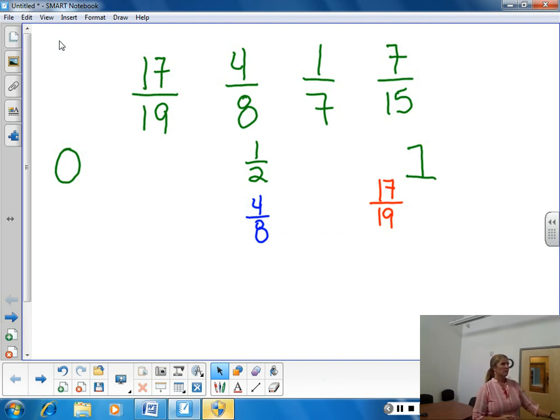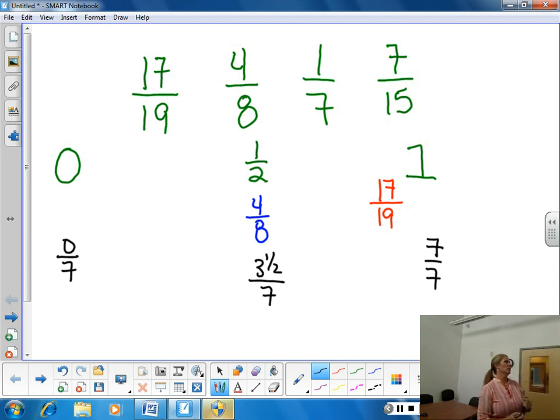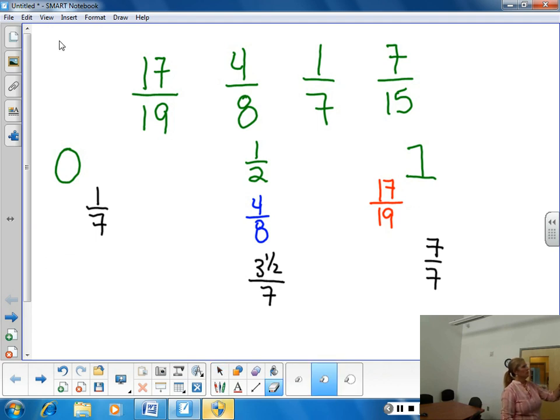1/7, well, if I had 0 over 7, that would be 0. And if I had 7 over 7, that would be 1. What's half of 7? Well, if you divide 7 by 2, you get 3.5. So 3.5 of 7 would be exactly a half. So 1/7, well, that's way less. In fact, 1/7 could be over here, in this range. So far I've got 1/7 to the left, 4/8 in the middle, and 17/19 to the right.